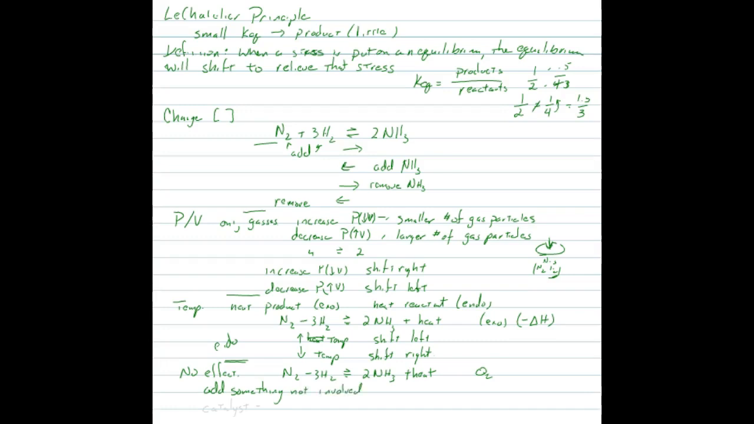You can add a catalyst. A catalyst will enable it to get to equilibrium quicker, but it increases the rate both ways. So a catalyst does nothing, it just gets equilibrium quicker. So that's all there is on that. That's the end of this lesson.